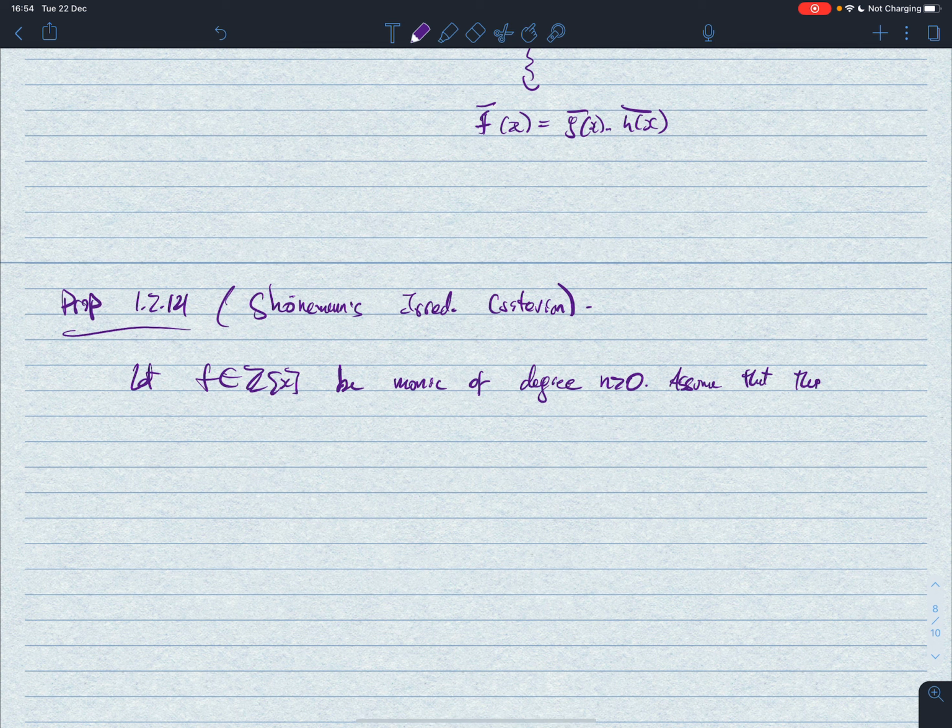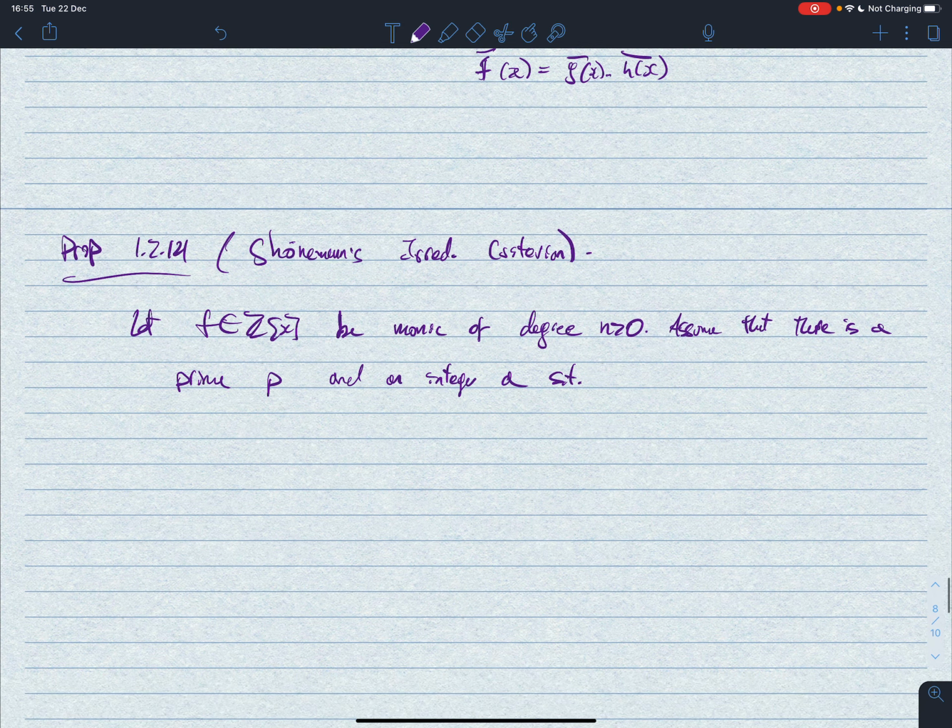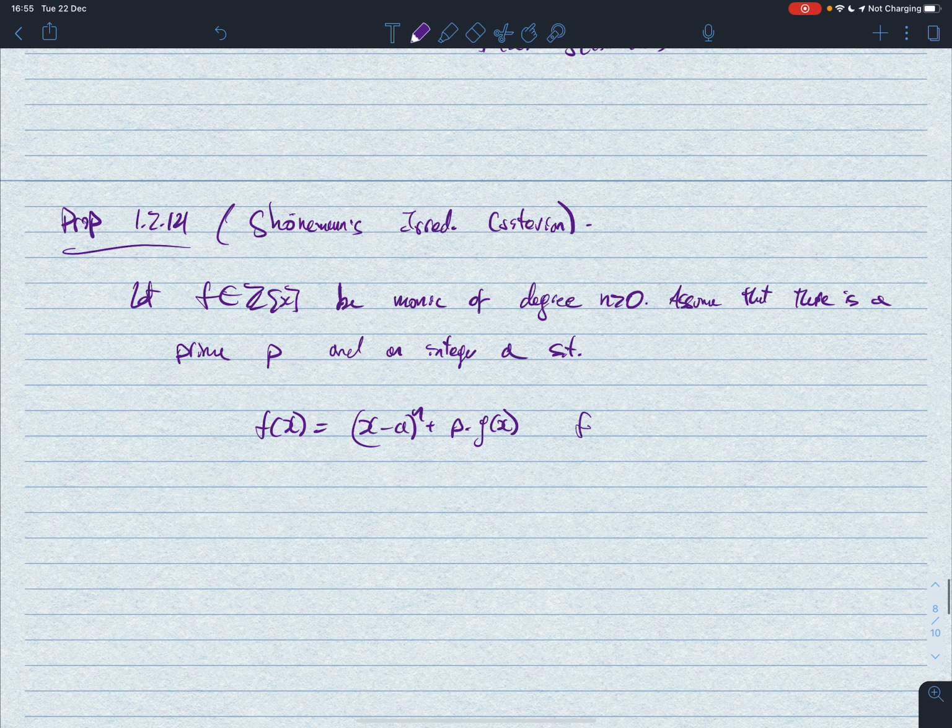there is a prime p and an integer a such that you can write f of x as (x minus a) to the n plus p times g of x. P, remember, is a prime number, for some g of x in Z[x]. So if you can write your polynomial in this form, so it's just (x minus a) to the n, where a is some integer, plus p times some other polynomial.